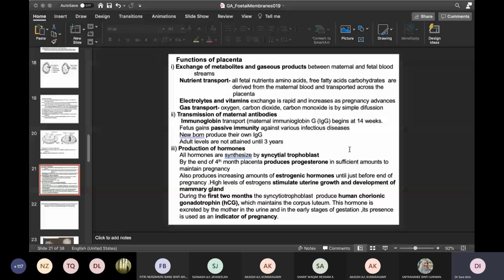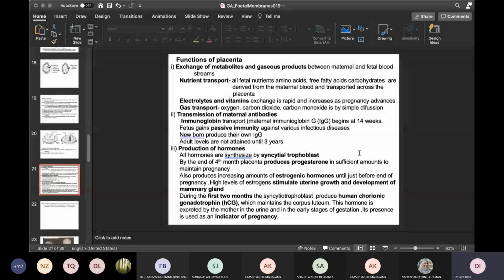So the fetal blood cannot go all the way to the maternal lungs to get the oxygen and to give off carbon dioxide. So instead, they have to go through the placenta. So for all this to happen, for nutrients, for electrolytes and vitamins, as well as for gas transport itself, you can read the specifics of it.